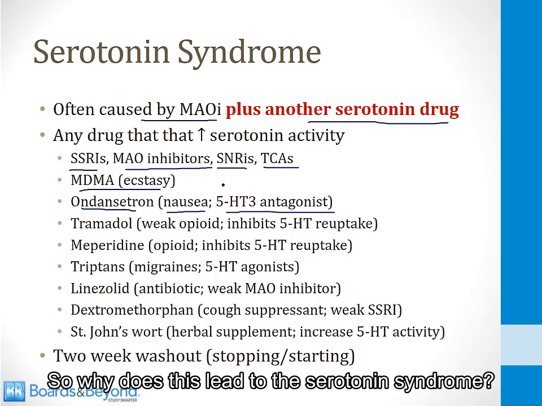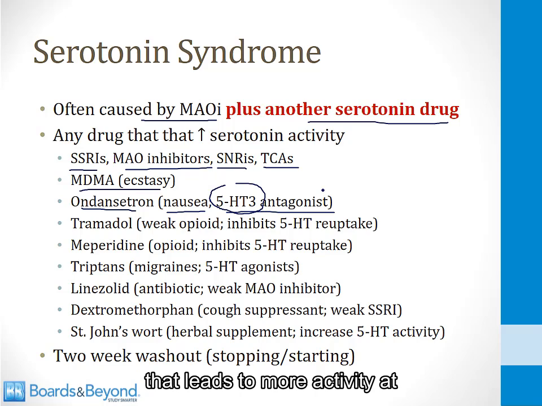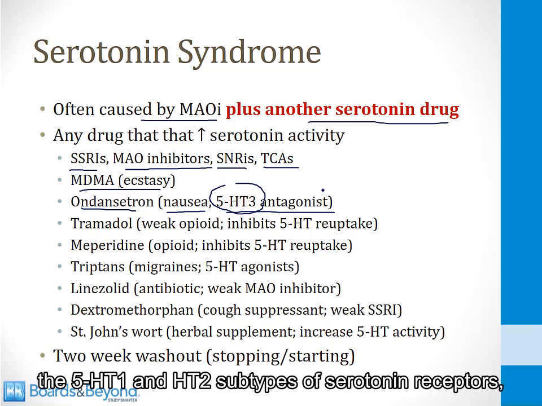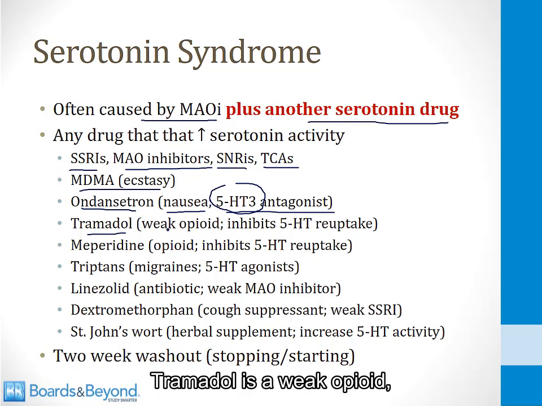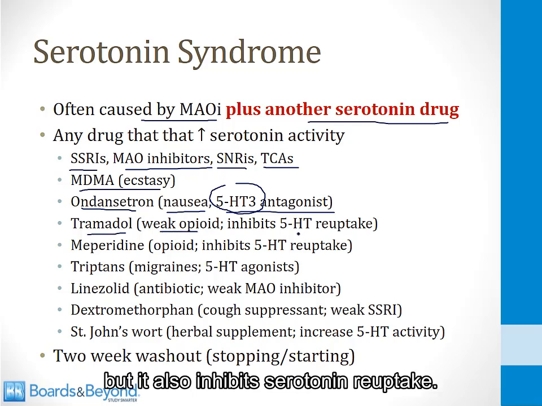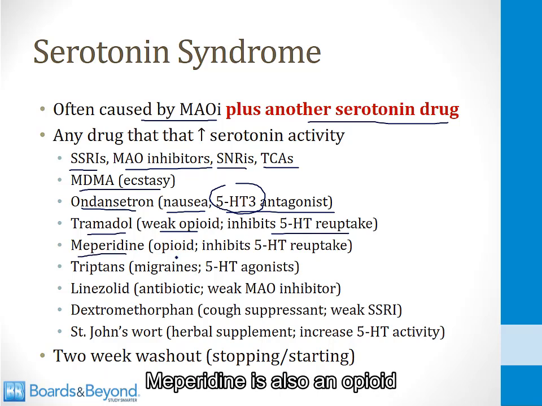So why does this lead to the serotonin syndrome? Well, when you block this receptor subtype, that leads to more activity at the 5-HT1 and 5-HT2 subtypes of serotonin receptors, and that can potentially cause the serotonin syndrome. Tramadol is a weak opioid, but it also inhibits serotonin reuptake, so that can lead to the serotonin syndrome. Meperidine is also an opioid that inhibits serotonin reuptake.